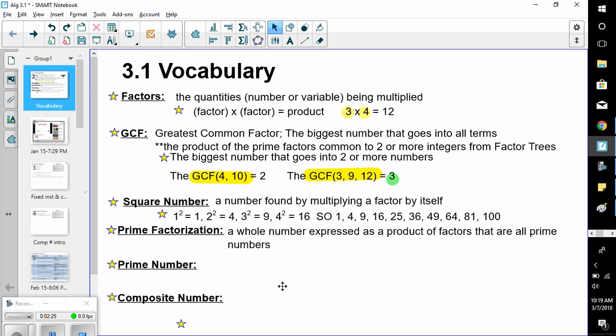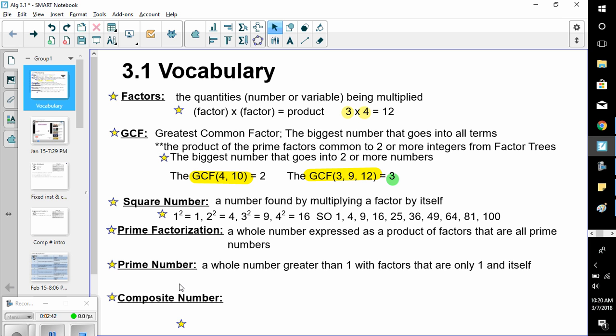Prime factorization is a whole number expressed as a product of factors that are all prime numbers. This is like a unique code name for a number. Every number has a unique prime factorization, or a unique code name.